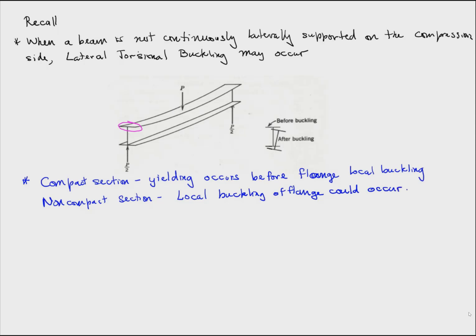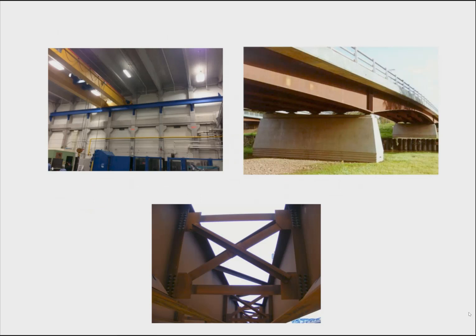Let's explore a little more about lateral torsional buckling. Here is a beam, actually in the structures lab at UB. This is called a gantry beam that supports the crane, and you see that this gantry beam is not continuously laterally supported.